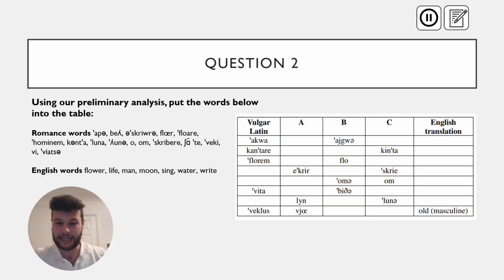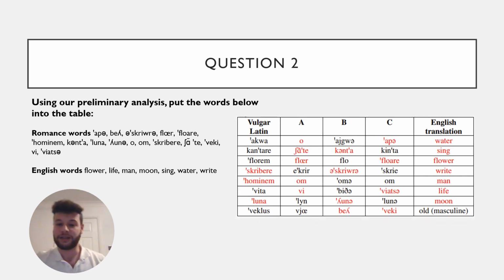So here we are with another table filling question, question 2. Using the information that you've got so far, go ahead and fill in the Romance words into the correct columns for Vulgar Latin, A, B, and C, and then also pop in the English translations as well. Go ahead, pause the video, copy down the table and complete that question. We'll check back in a second.